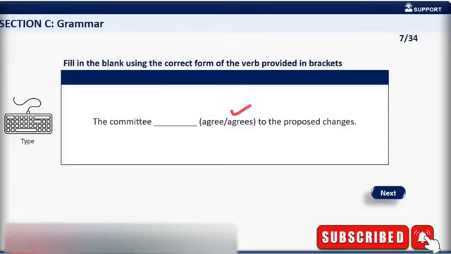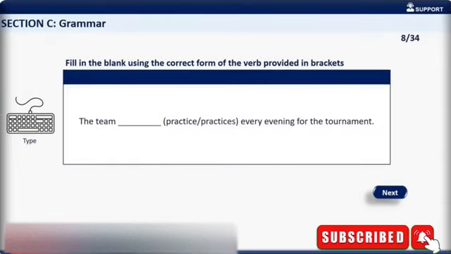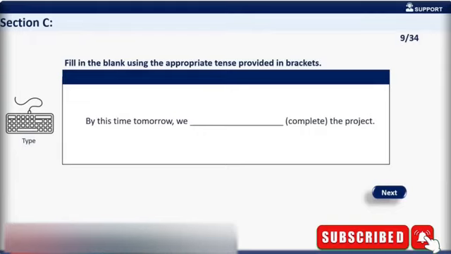Moving on to the next question. The team dash every evening for the tournament. The options are practice or practices. The correct answer is the team practices every evening for the tournament. Moving on to the next one. By this time tomorrow, we dash the project. The correct answer will be, so now the questions have changed. The question is fill in the blank using the appropriate tense provided in the bracket. You are given a tense and you have to fill in the blank with the appropriate tense of this word. Okay. So the answer for this question will be, by this time tomorrow, we will have completed the project. We will have completed the project.